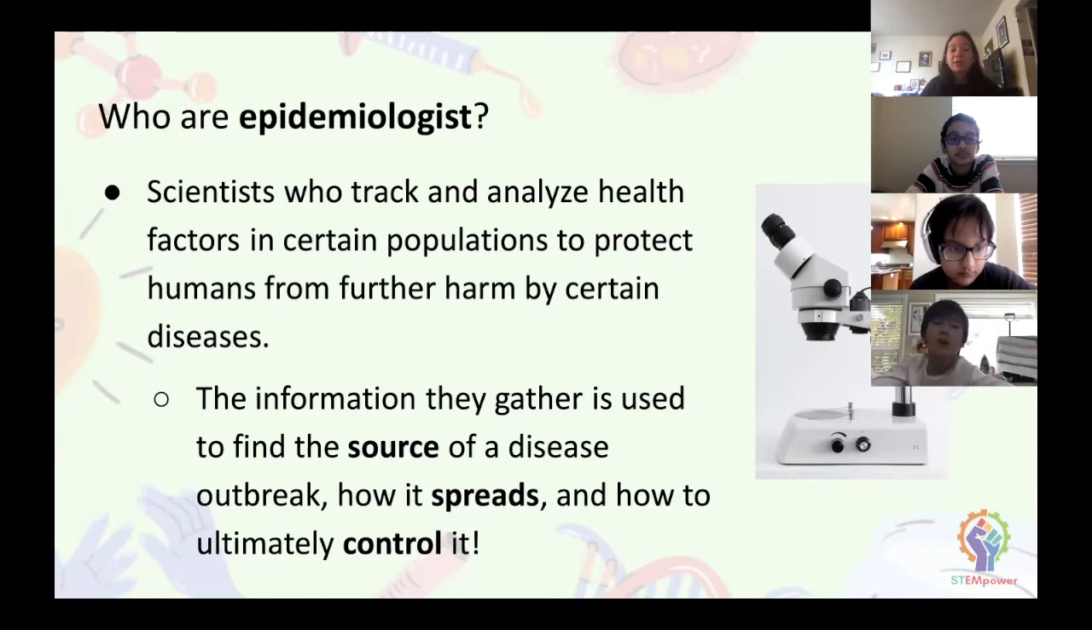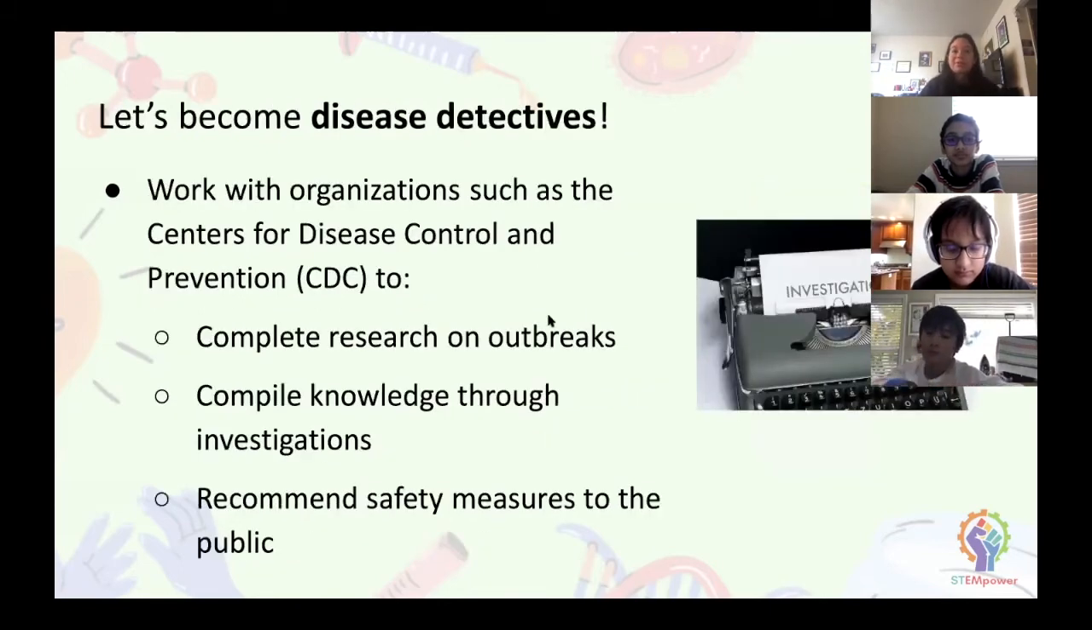So we're going to look at the source of the outbreak, how it spreads, and how exactly we get this thing that's endangering us under control. So we're going to be disease detectives. Disease detectives just work with organizations like the CDC, the Centers for Disease Control. You guys probably have heard a lot about that ever since Corona.